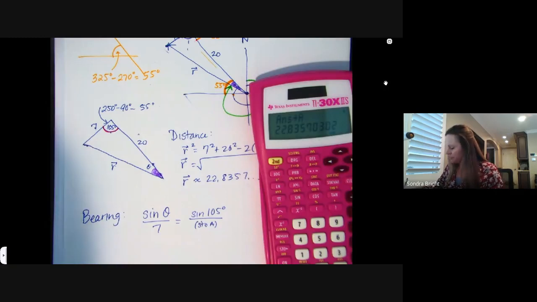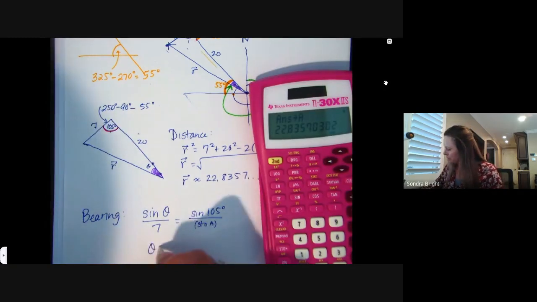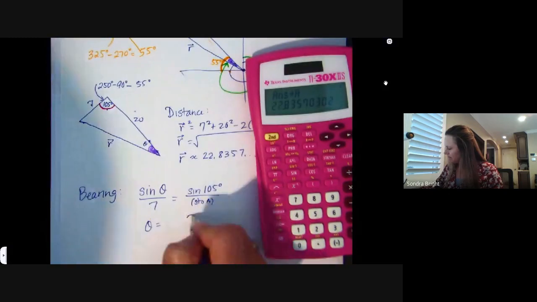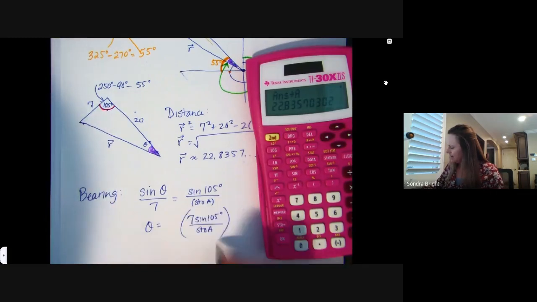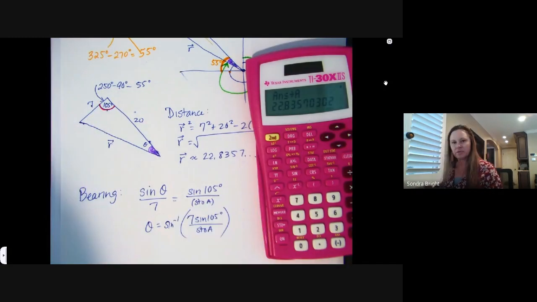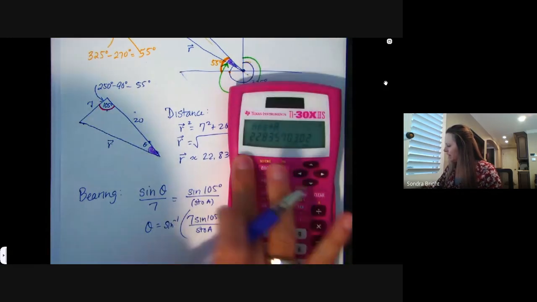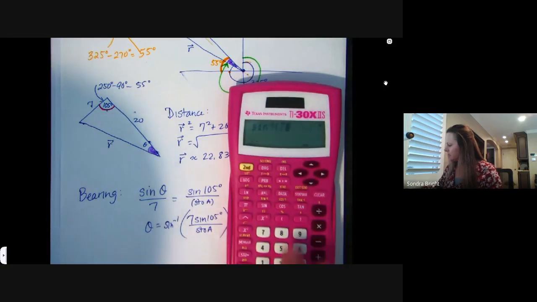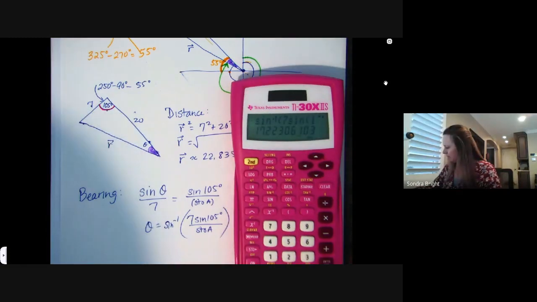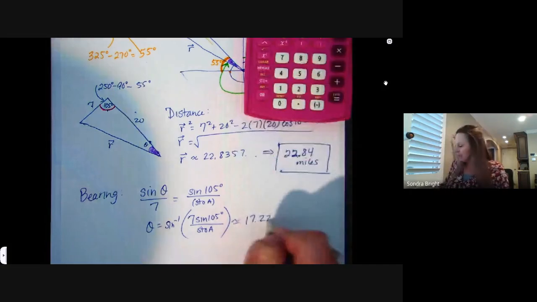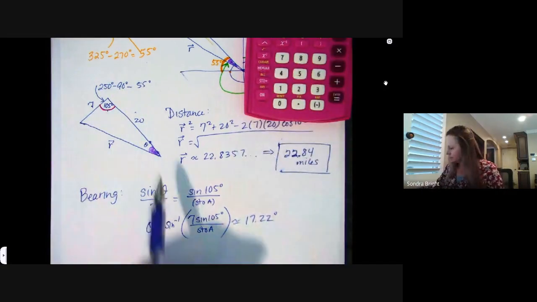All right, well then that means your theta will end up being, you need to multiply by 7, and then take the inverse sine of that. So here we go. Inverse sine of 7 times sine of 105, in parentheses, divided by my stored A value. And that gives me about 17.223. So about 17.22 degrees. Now that was just the purple angle, right? That was the purple angle.